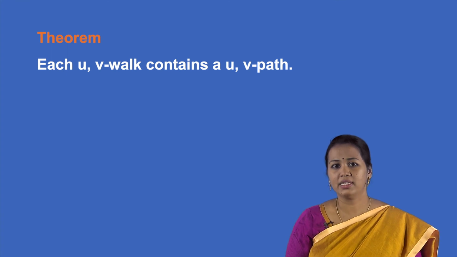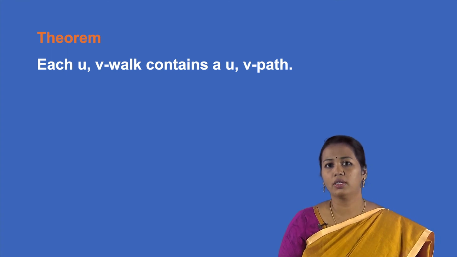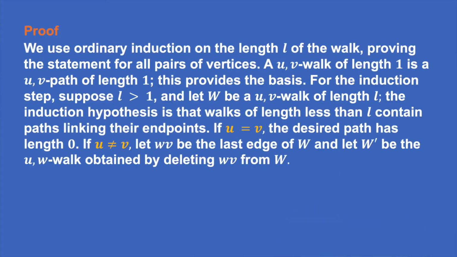The next theorem is: each U,V-walk contains a U,V-path. The proof: we use ordinary induction on the length L of the walk, proving the statement for all pairs of vertices. A U,V-walk of length 1 is a U,V-path of length 1. This provides the basis. For the induction step, suppose L is greater than 1 and let W be a U,V-walk of length L. By the induction hypothesis, the walks of length less than L contain paths linking their endpoints.